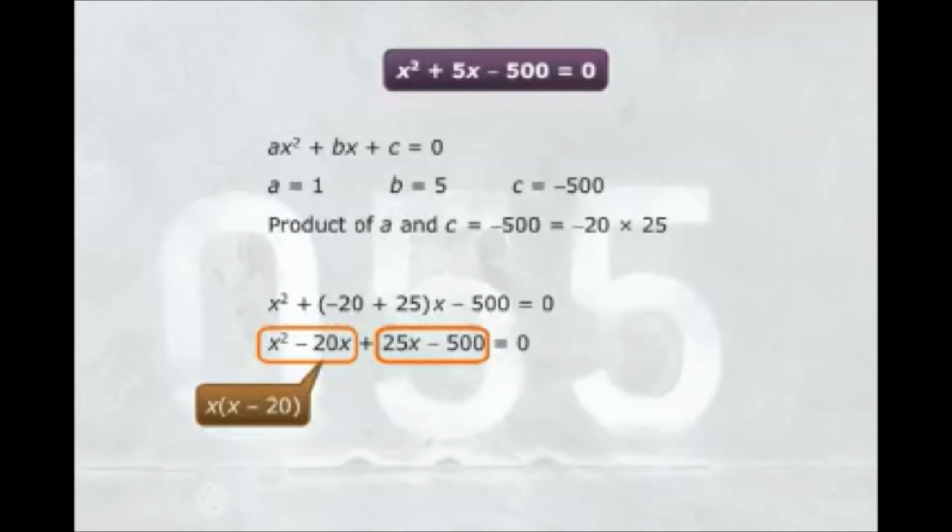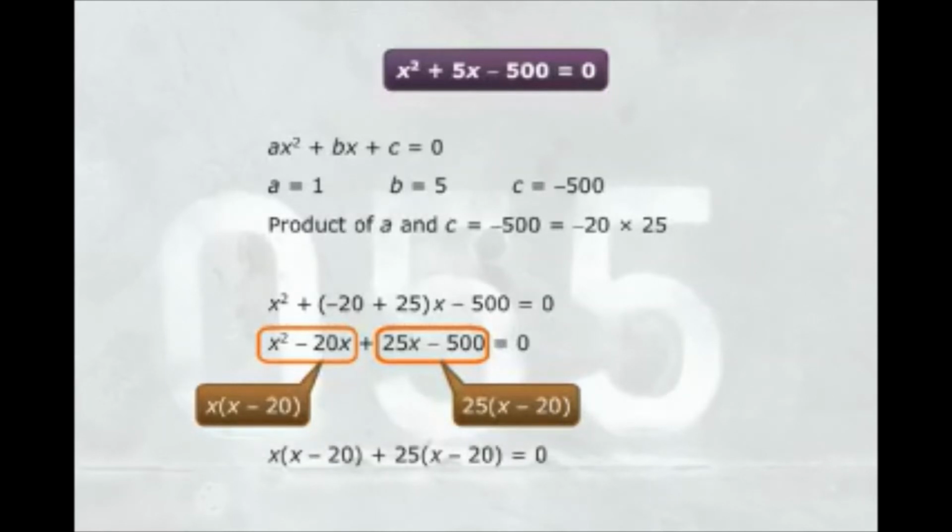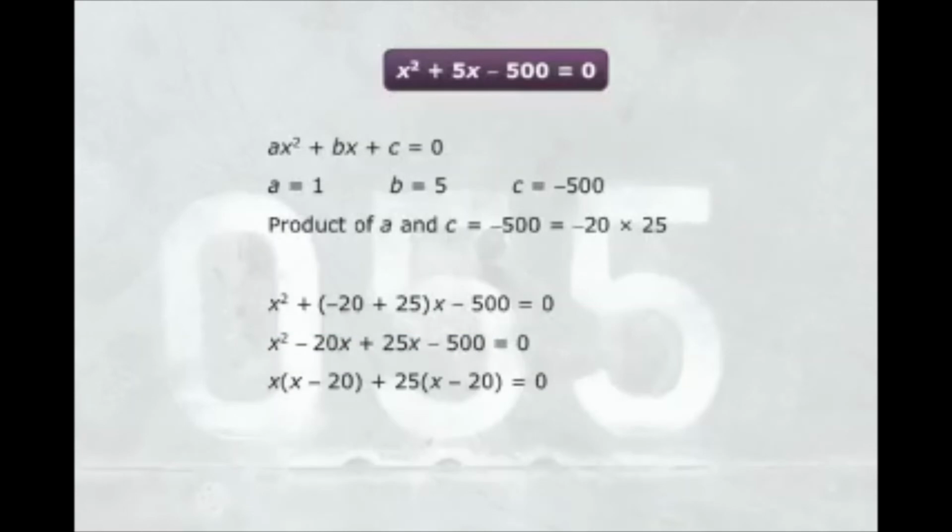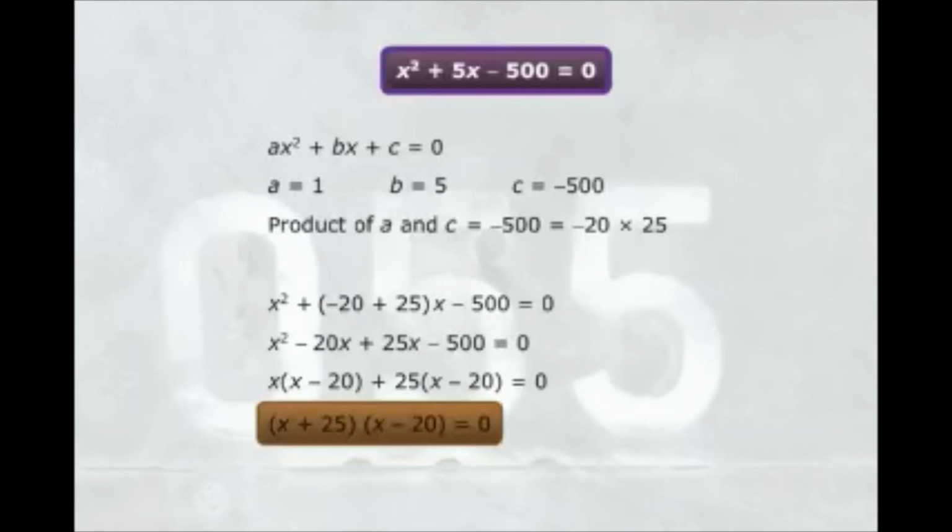Now look at the last two terms. Let me take 25 common. So I get 25 into (x minus 20). The expression with us is x into (x minus 20) plus 25 into (x minus 20) equals 0. So how can you write this in factor form? (x plus 25) into (x minus 20) equals 0. So this means that we can factorize x squared plus 5x minus 500 equals 0 as (x plus 25) into (x minus 20) equals 0.